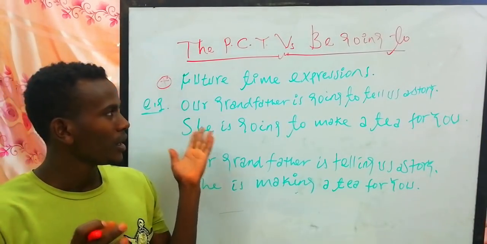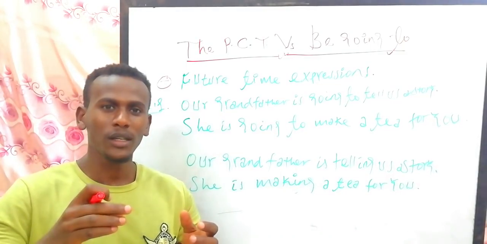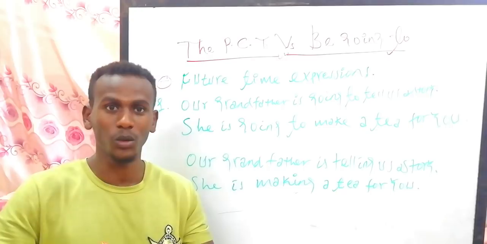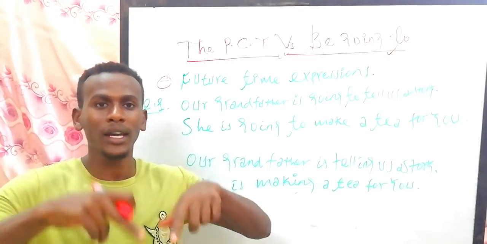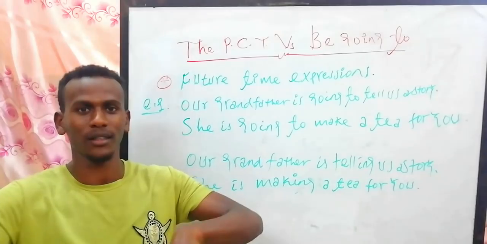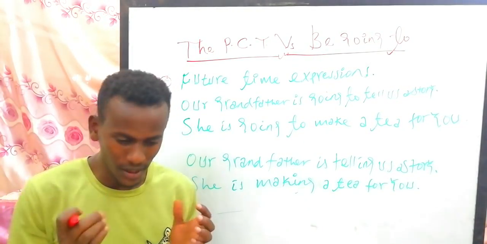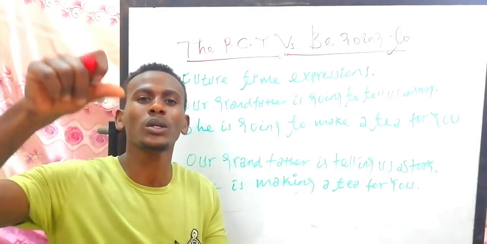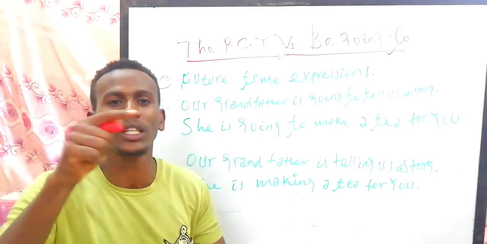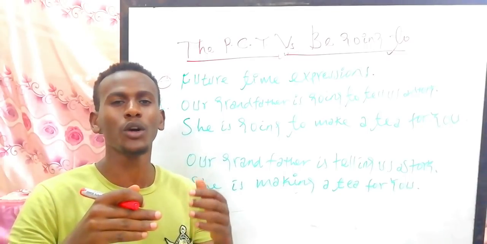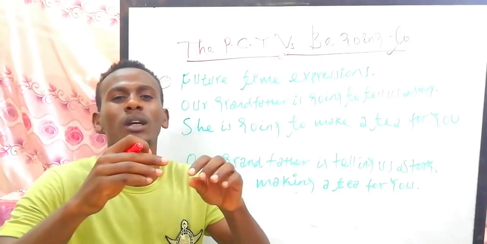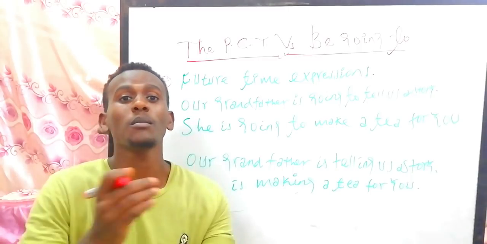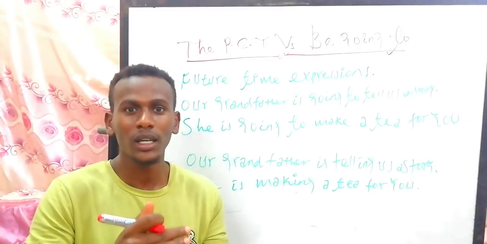That means we can use present continuous tense with or without time expression to express an action that is happening now, at the time of speaking. So if we want to express the immediate future plan with present continuous tense, we must mention the future time expression. But when we come to be going to, it is optional to mention the future time expression to express the immediate future plan by using be going to.